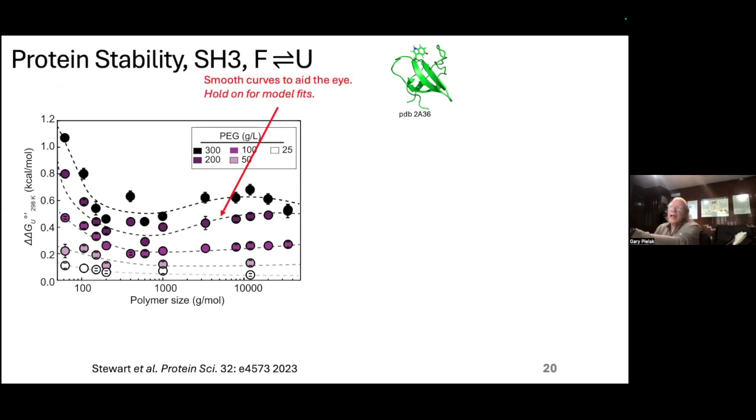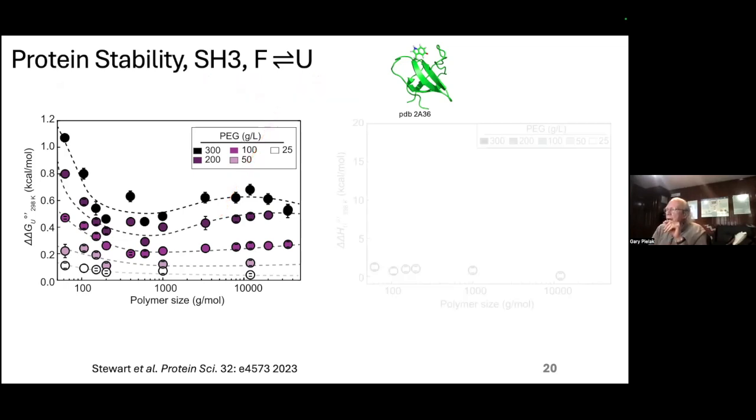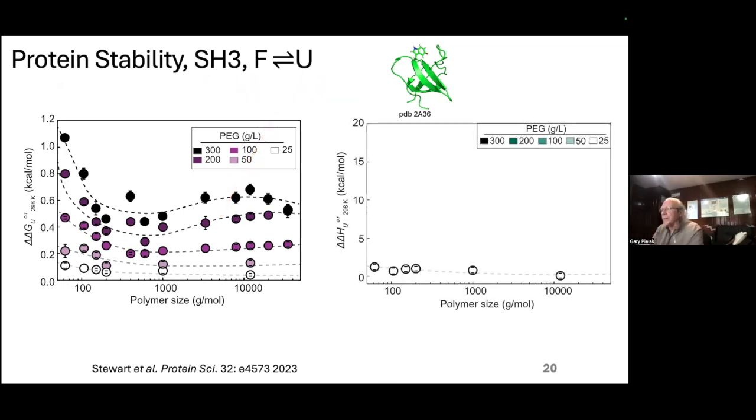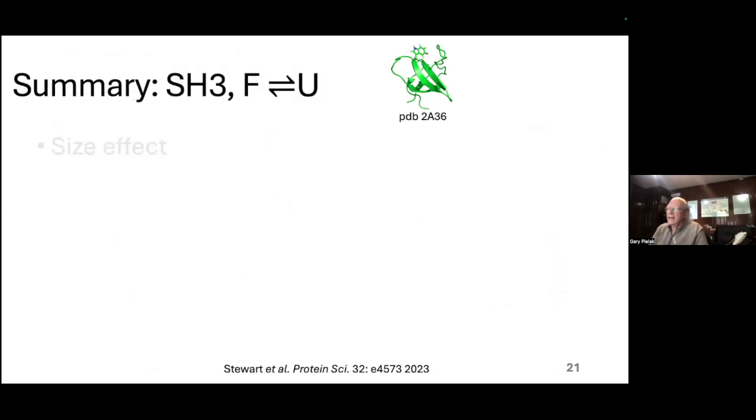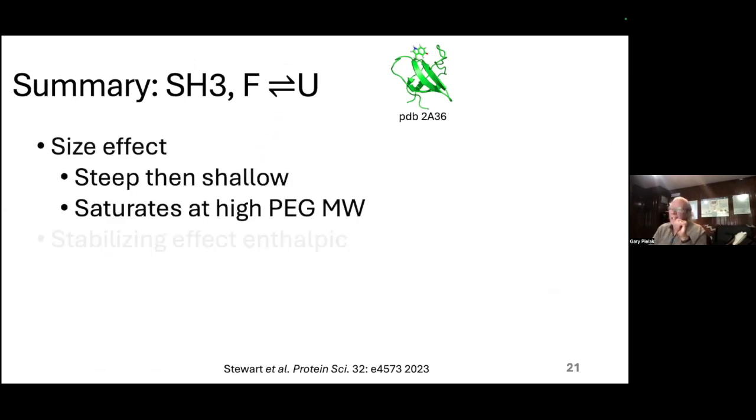I should say here, the smooth curves are only to aid the eye. We'll fit them; Daniel will show model fitting later. But now, turning to the enthalpy, we see that as we increase the concentration, we see an increase in delta H. And so the point here is that there's a size effect. It's steep and then shallow, saturates at high molecular weight.